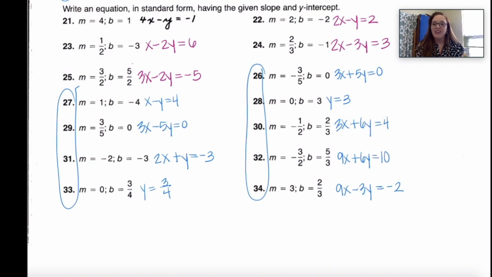Okay, now that you have had an opportunity to do problems 26 through 34, we need to check over your answers. You can see my final answers right here on this screen, and that's fine. You can check your final answers, but you also need to check over your work, and you must have work for all of these problems.